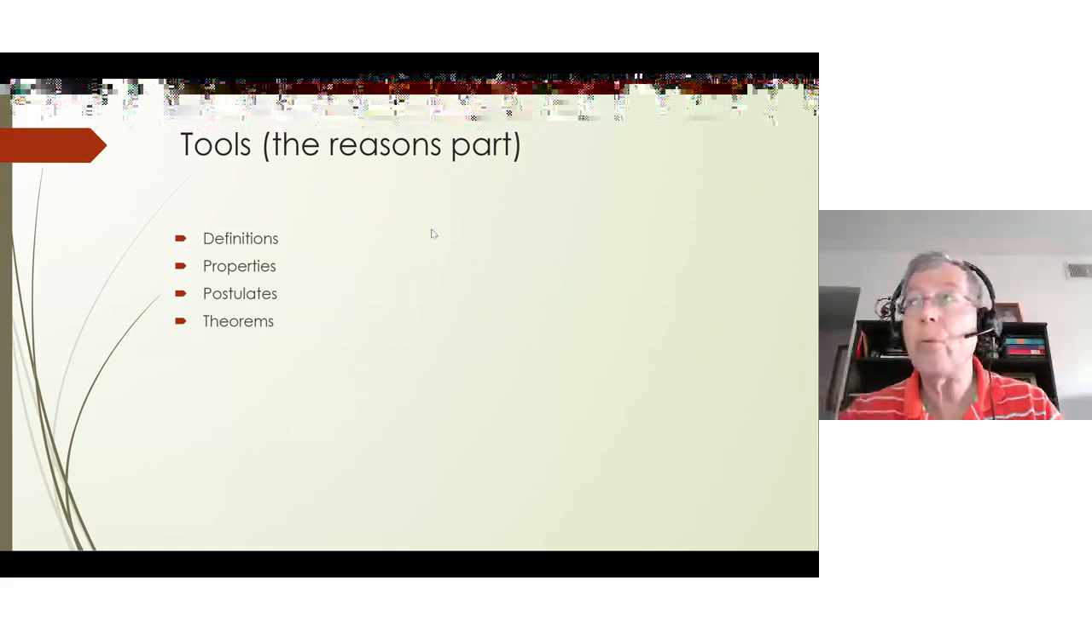Example might be 1/2 and 1/4. No, I'm sorry, 1/2 and 2/4. Those are equal. So you can substitute one for the other.